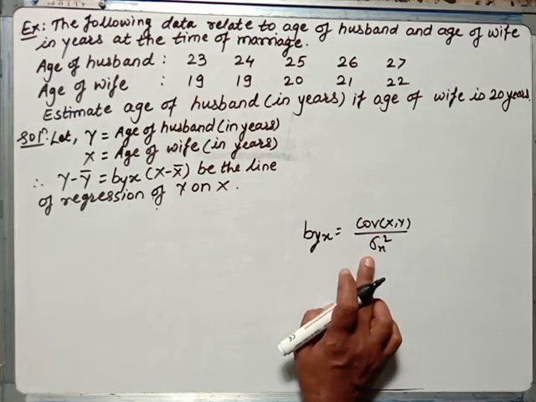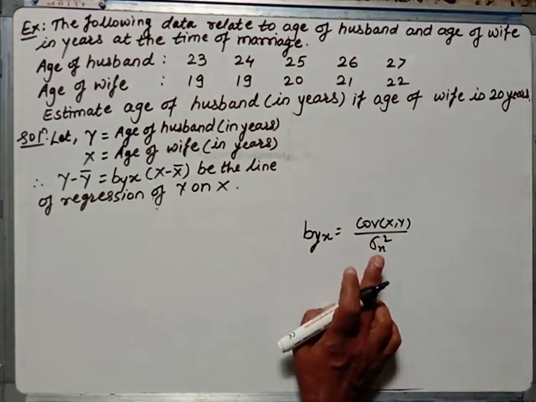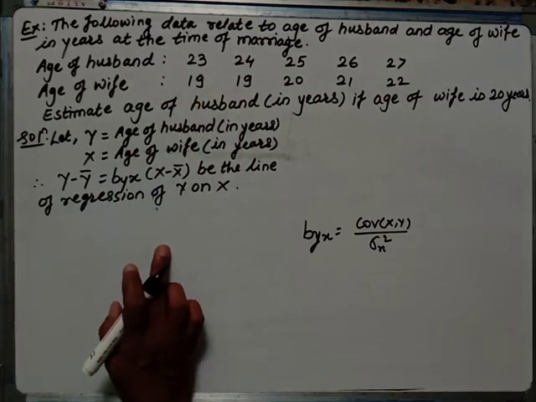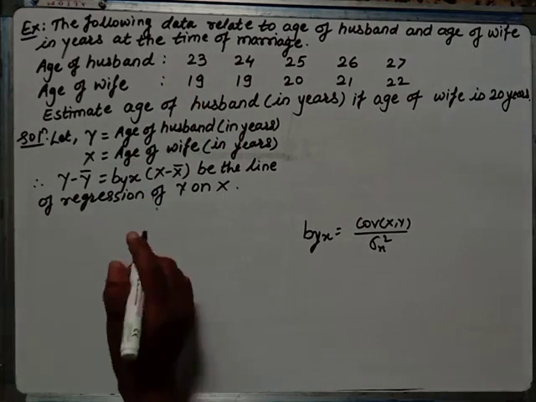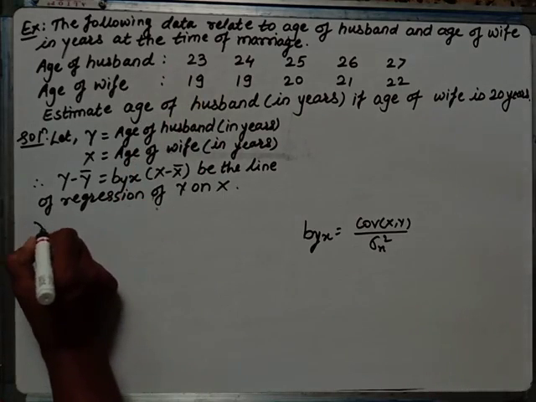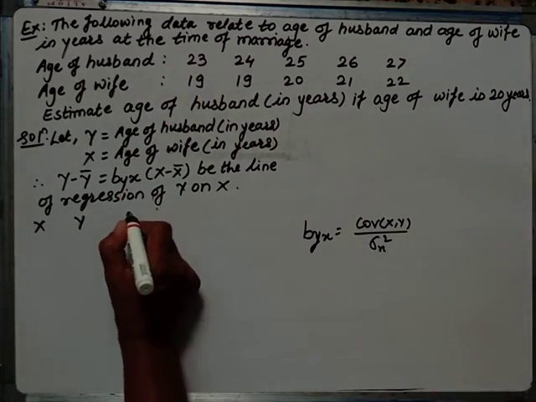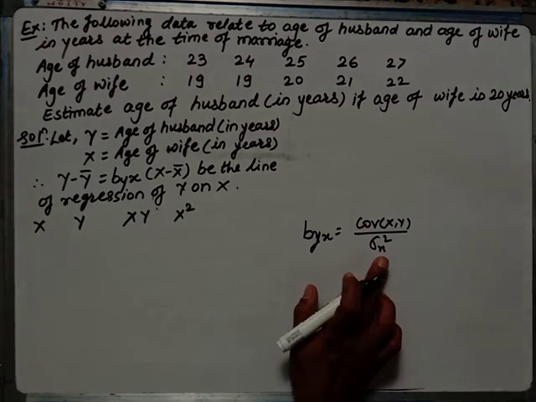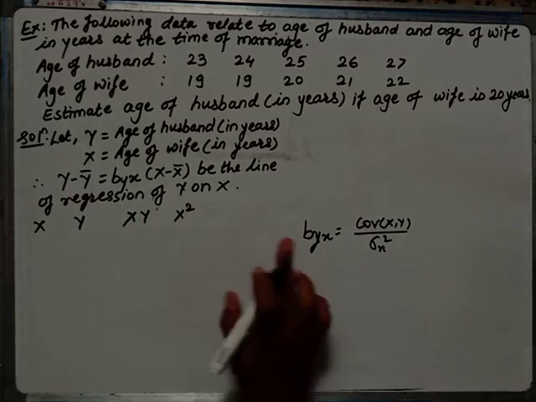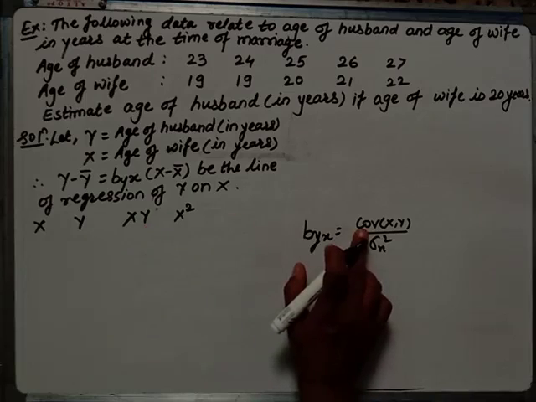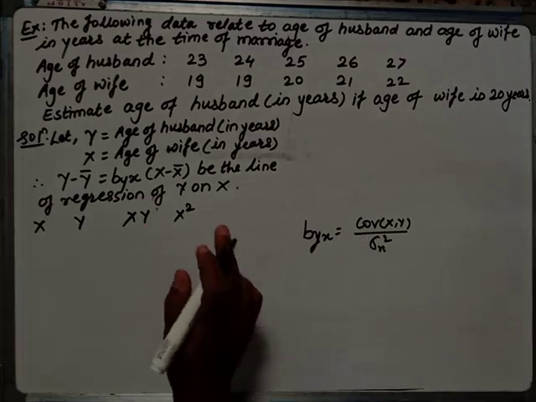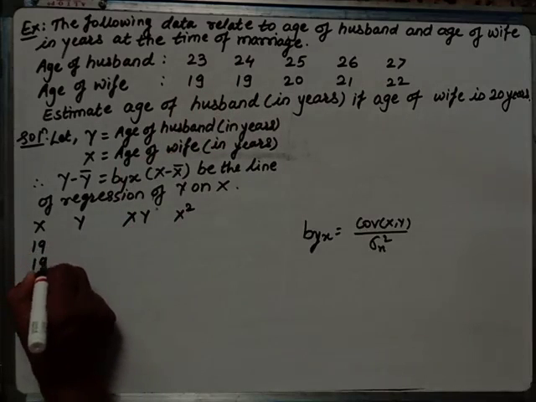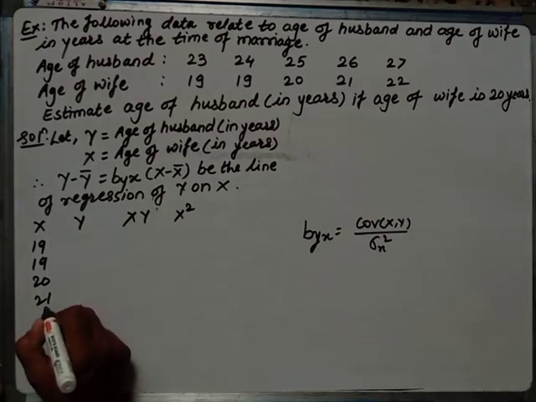For that, we have already seen these things in the previous chapter. So we have to prepare a table for this x and y series, right? So let it be x, y, then the product xy and x square is required. For this sigma x square we need x square, and this product is required for covariance, right? Now x means age of wife. So let me write 19, 19, 20, 21 and 22.